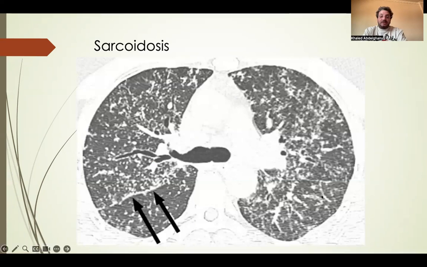Another finding that helps us to diagnose sarcoidosis, as you know, is bilateral symmetric hilar lymphadenopathy, besides the presence of mediastinal lymph nodes elsewhere, like right paratracheal in distribution.